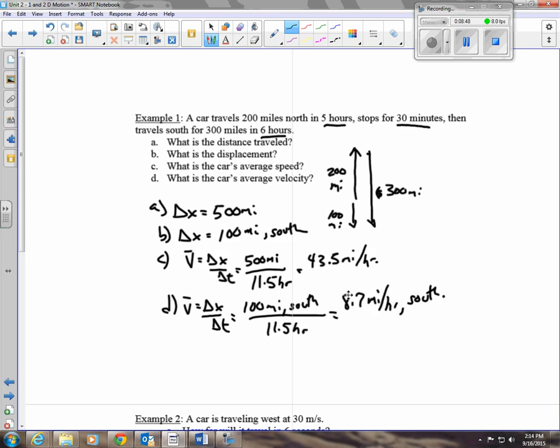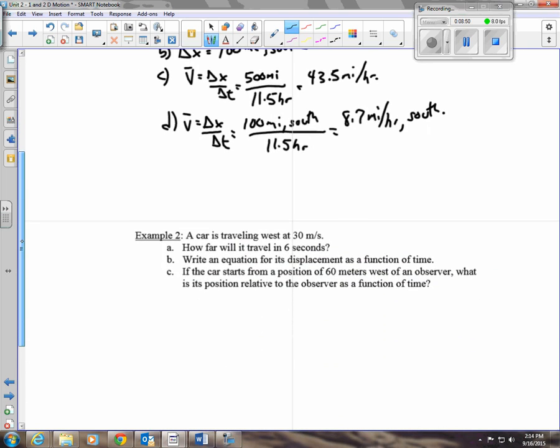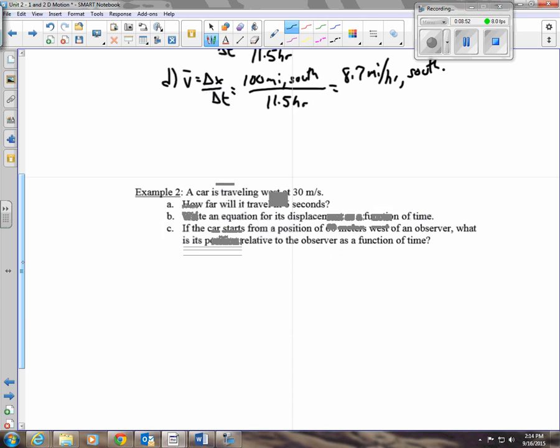Okay, our last little example here. This time I'm giving you the velocity. And I'm going to write down my givens over here. I have the velocity is 30 meters per second west. Okay, I have the time is given as 6 seconds. And now I'm looking for how far. I'm looking for displacement.